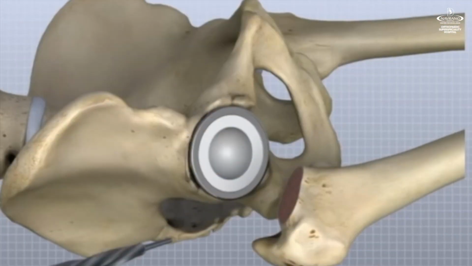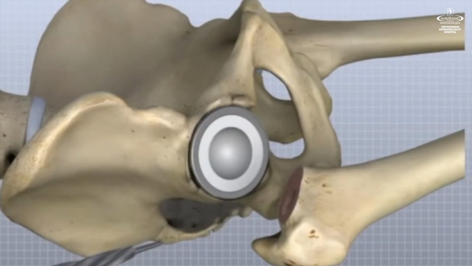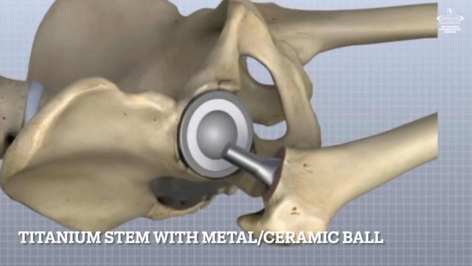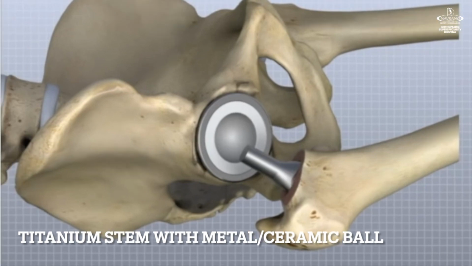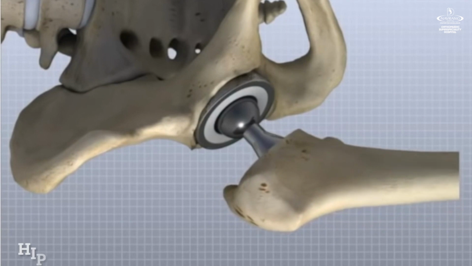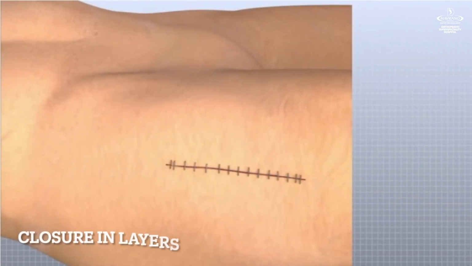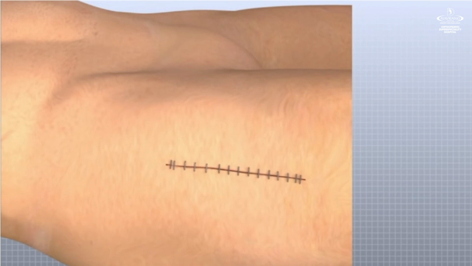After which, we prepare the femur bone and a titanium stem is fixed in the femur with a metal or a ceramic ball over it, and the hip joint is reduced to check final range of motion and stability, and the wound is closed in layers with a muscle preserving approach.